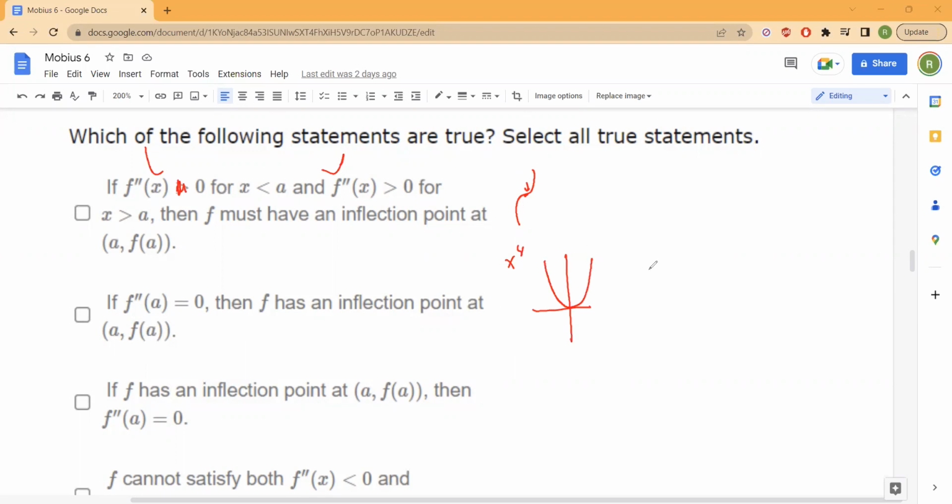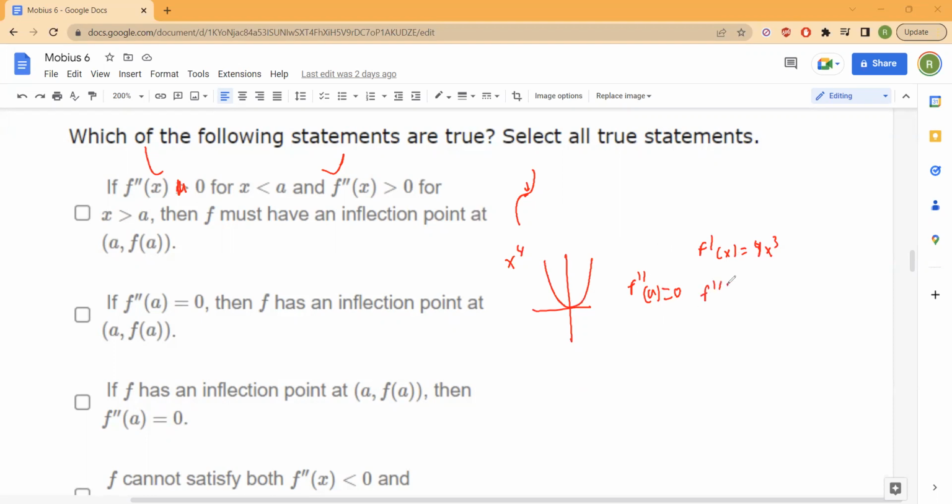And so what you'll find is that f double prime at A does equal 0. So f double prime at 0 equals 0. And we can check this. So f single prime of x is equal to 4x cubed. So then you're going to have a critical point at 0, and that's where your minimum is going to be.